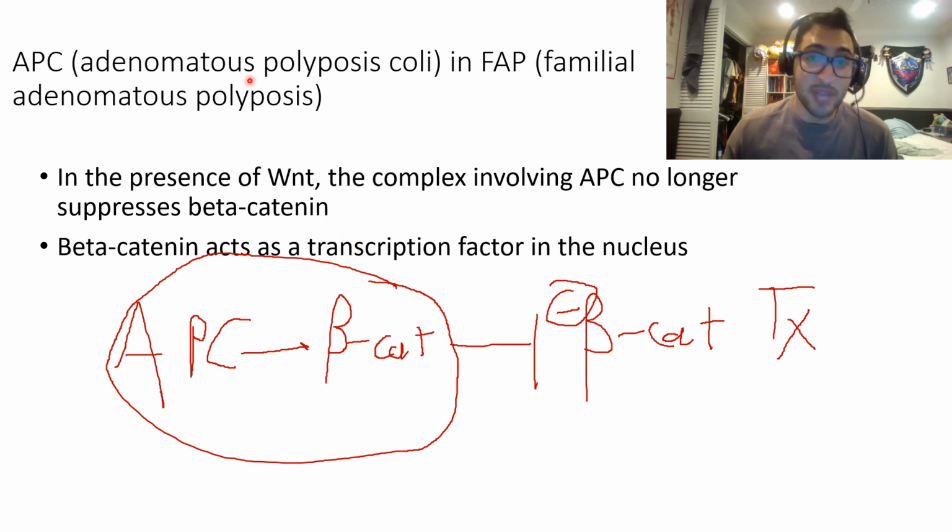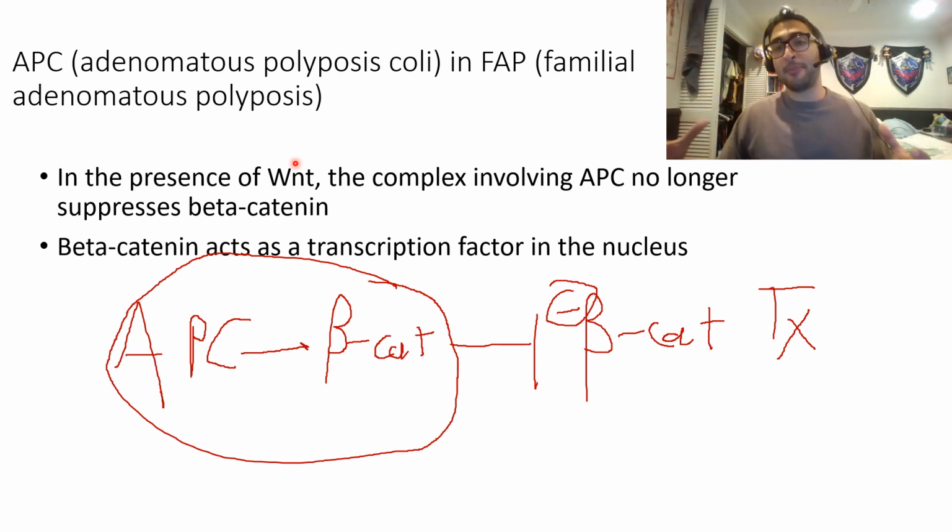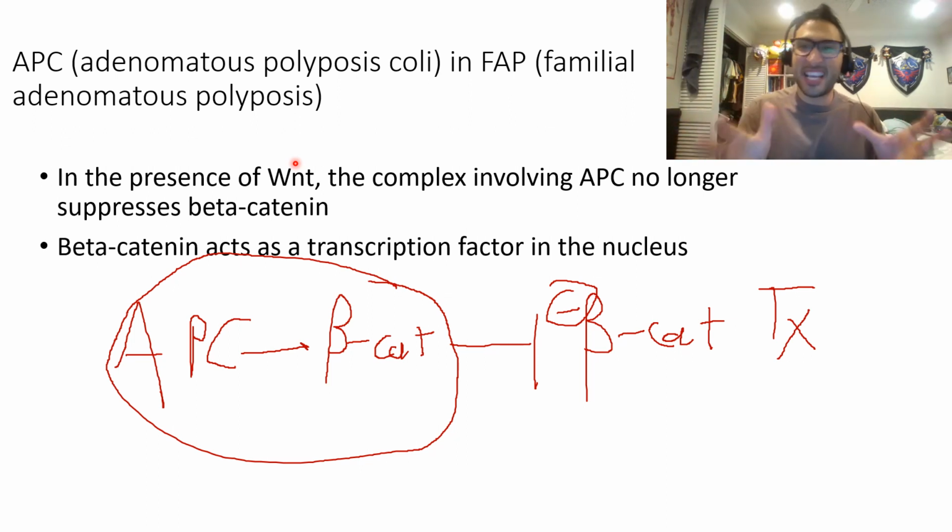Unfortunately, you can get mutations in APC so that even if there isn't Wnt signaling, because normally after Wnt is supposed to be turned on during development. In a lot of the pathways that are cancerous as adults, they should be switched off in adults.